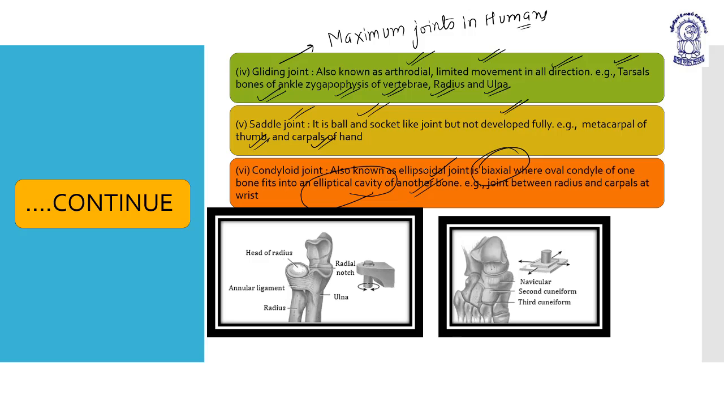Ellipsoidal joint or condyloid joint: the condyle of one bone articulates with the elliptical concavity of another. The joint between radius and carpals at the wrist is a type of condyloid joint, and the atlanto-occipital joint, between atlas and occipital, is also a type of condyloid joint.